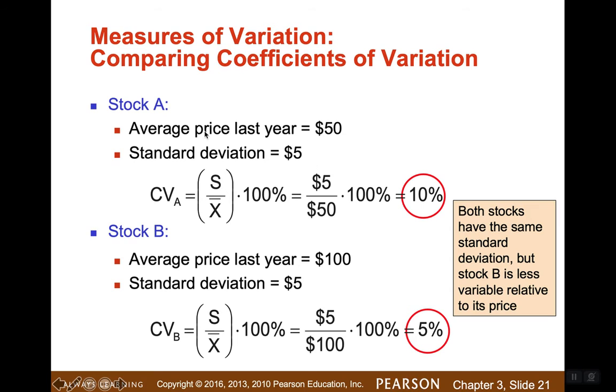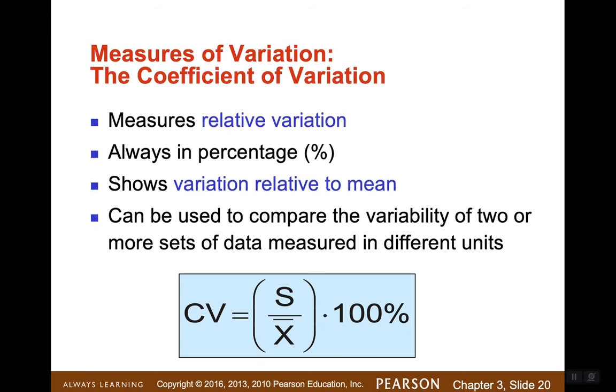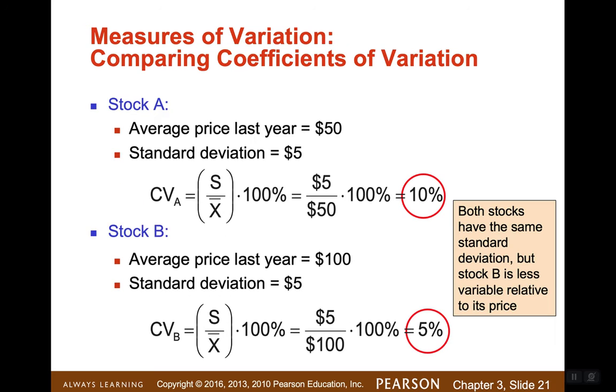In this case, we have a situation. Average stock price is 50. So that's our X-bar, right? The standard deviation, which is S, is 5. So if I divide 50 into the standard deviation, which is 5, multiply times 100, that tells us we have a 10% coefficient of variation.